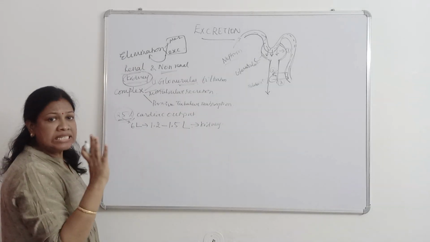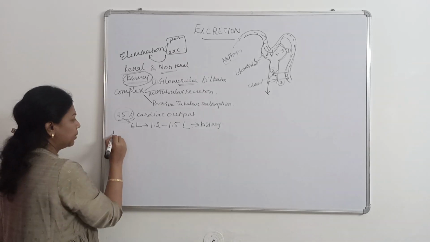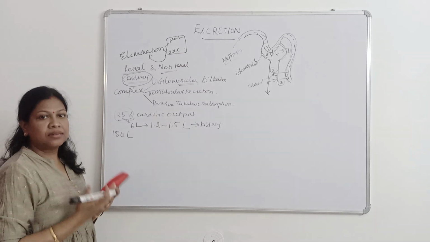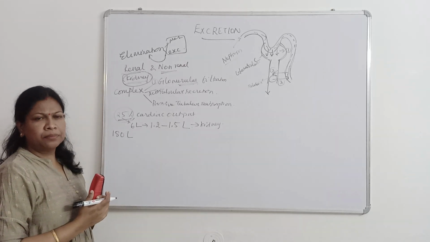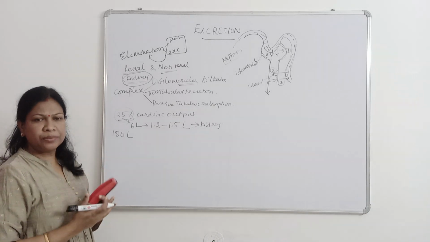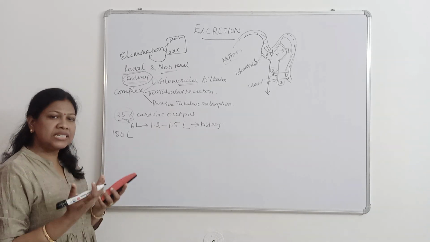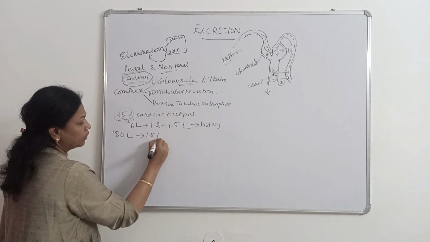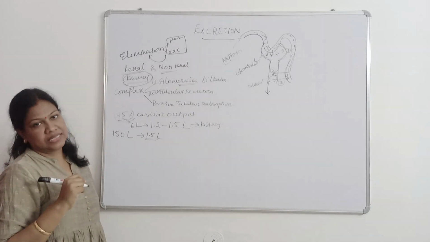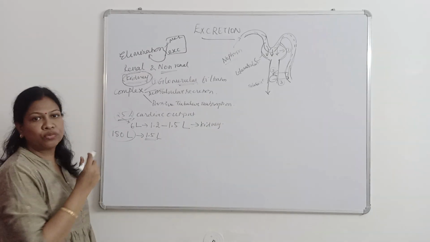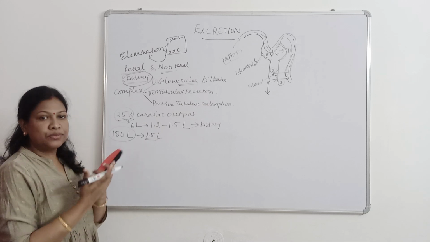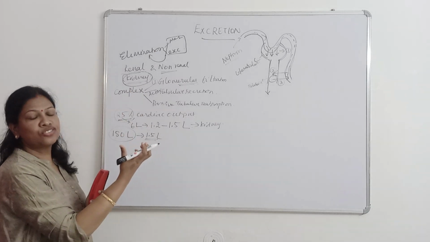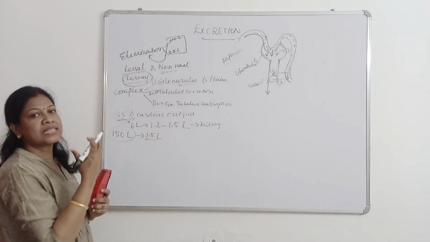Every single day, about 180 liters of blood is filtered through this glomerulus. But is the whole 180 liters excreted out through the urine? Are we excreting 180 liters of urine every day? No. About 1.5 liters of urine will be excreted each day. So what happens to the remaining volume? It has been reabsorbed.